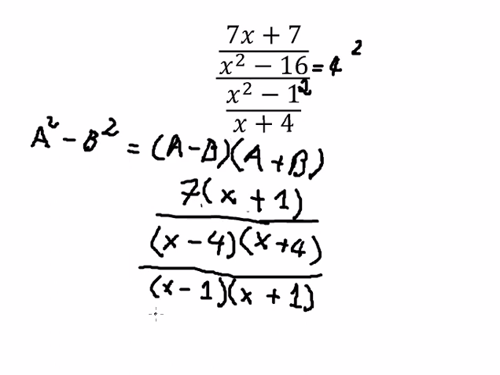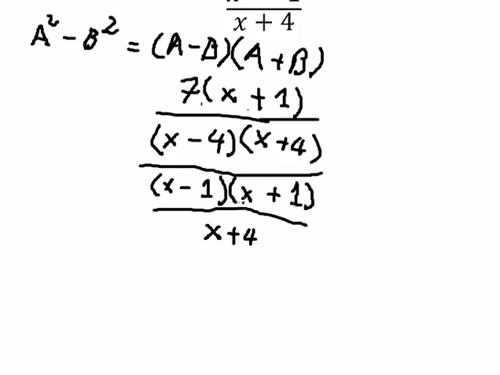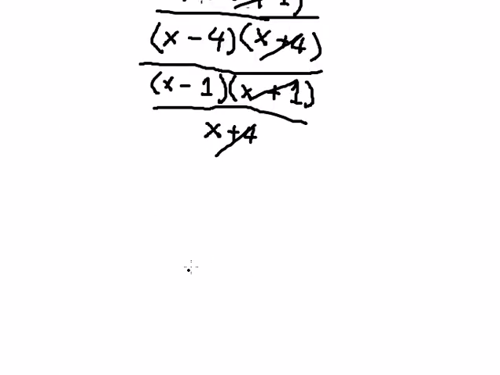And the last one, next we need to simplify. On numerator and denominator, we got this one and this one, we simplify. X plus 4, we simplify with this one in here. And now we just have only 7 over x minus 4 over x minus 1.